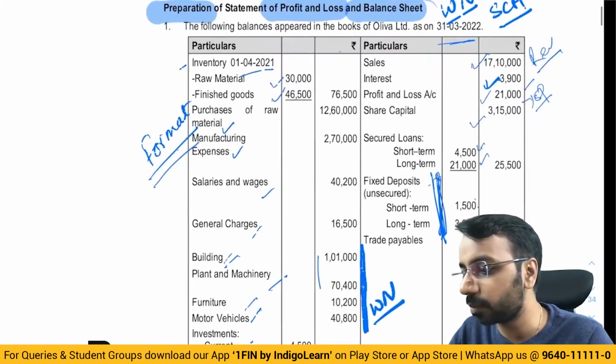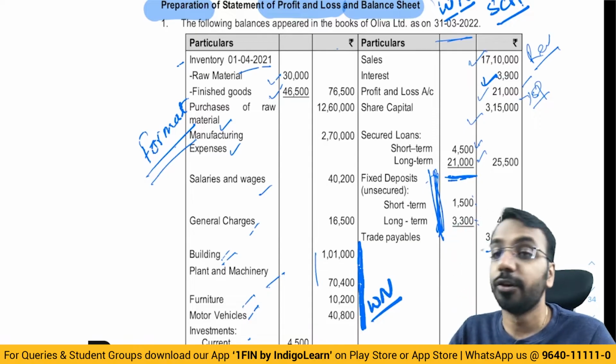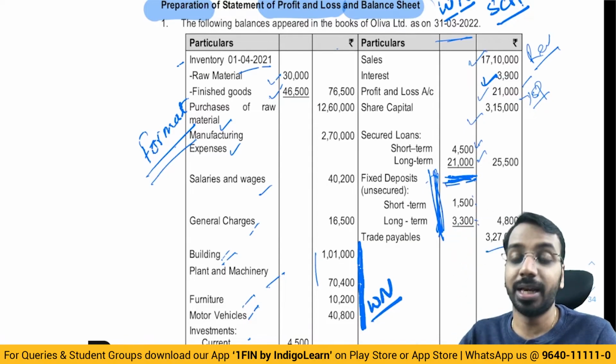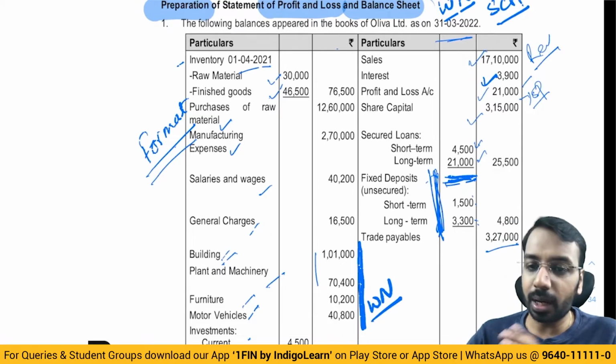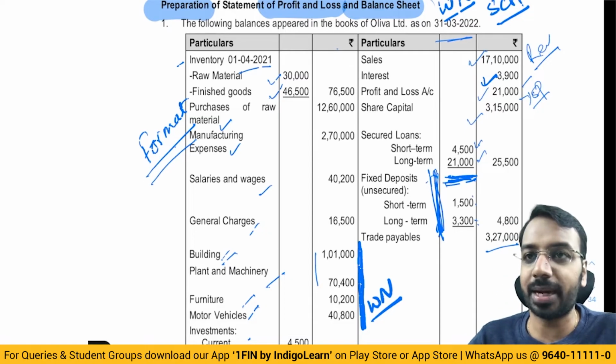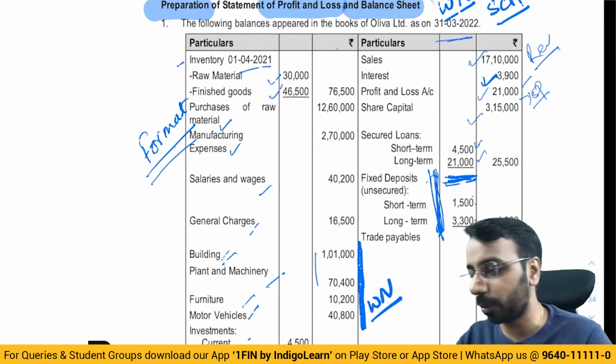Then current maturity of long-term loan is 1,000. Now there is a small amendment here. Current maturity of long-term loan, this is 21,000. So out of this 21,000, 1,000 is a current maturity, means that will be a current liability. Earlier there was no requirement to show that under borrowings. Now you have to show them under short-term borrowings, right?